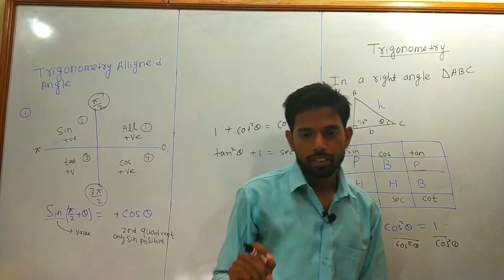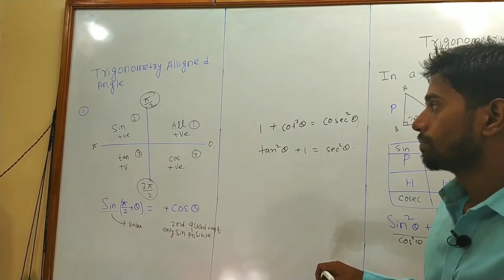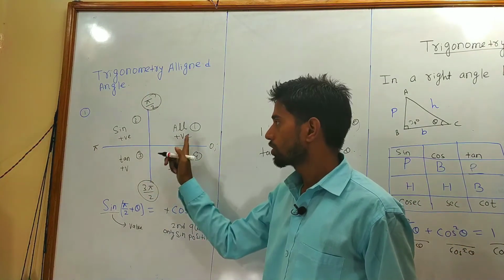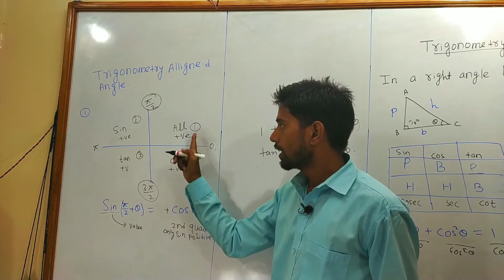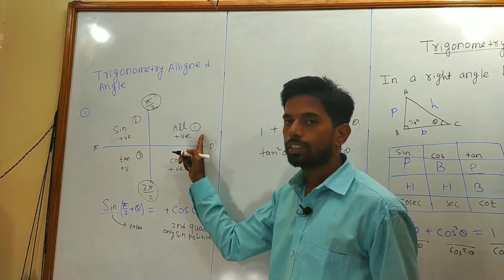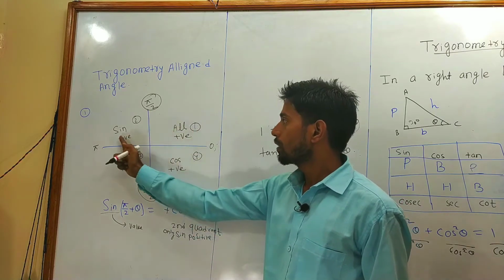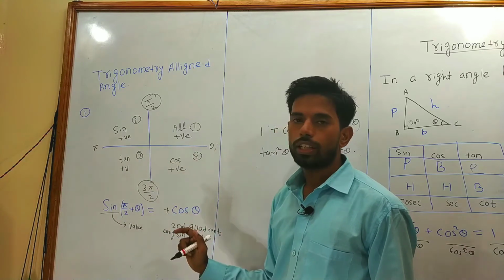Now the main thing is this relation, that is trigonometrical allied angles. What I have taken is 4 quadrants: first quadrant, second quadrant, third quadrant, fourth quadrant. Here all trigonometrical ratios are positive. I will tell you about this. What is this? Here only sin is positive, here tan is positive, here cos theta is positive.